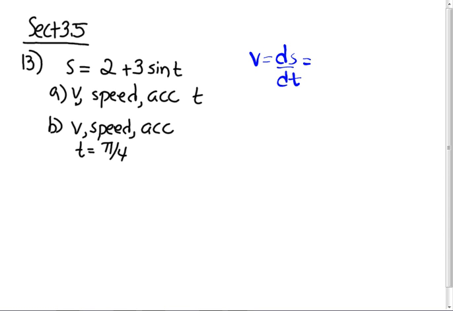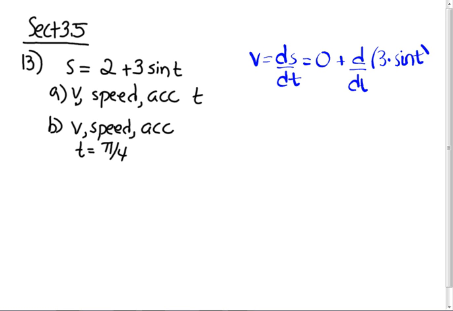Now this is a homework problem. Jay, what's the derivative of 2 plus 3 sine t? What's the derivative of 2? It's 0, because that's the slope. And then I want to do the derivative with respect to time of 3 times the sine of t.